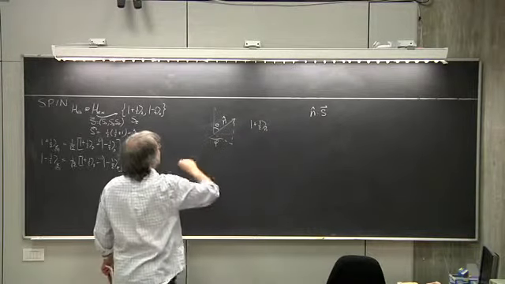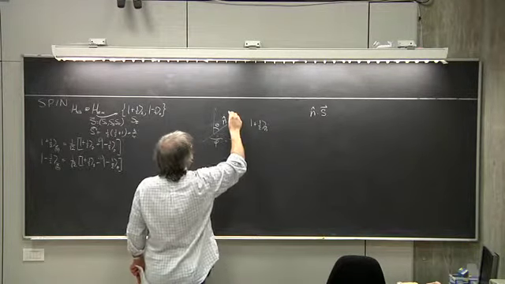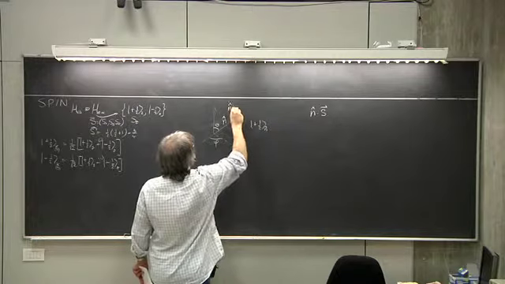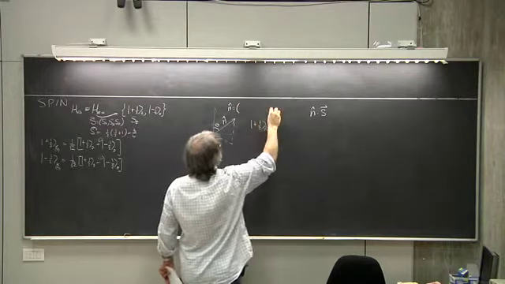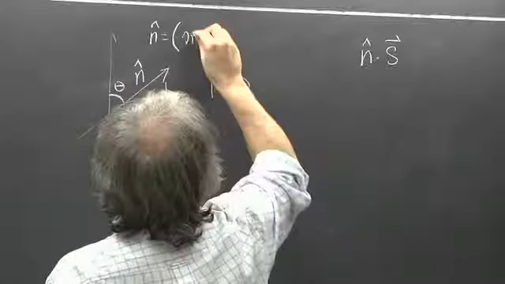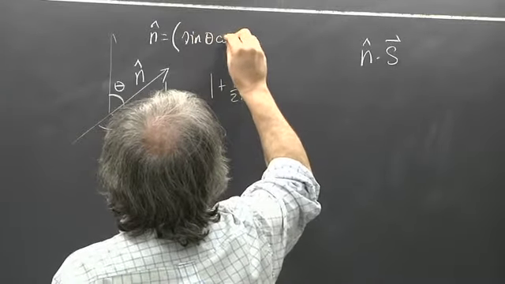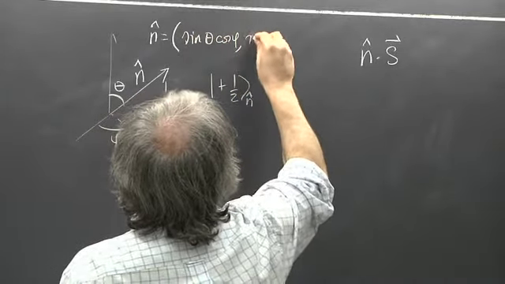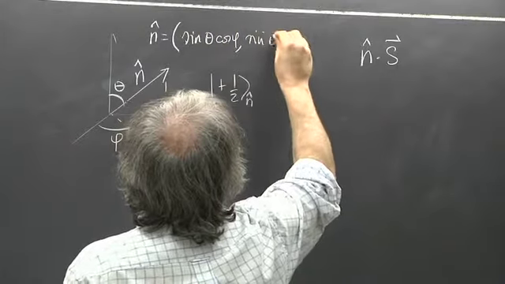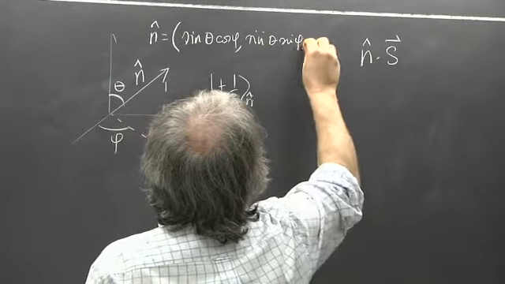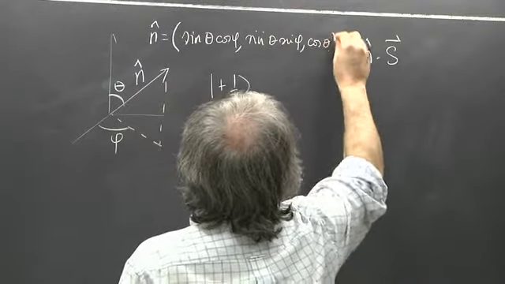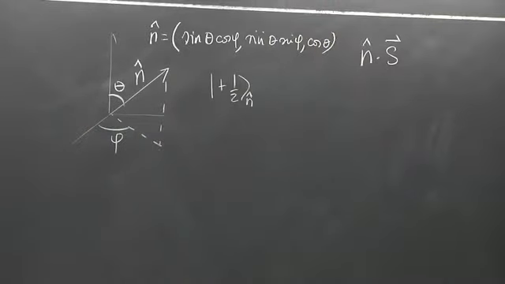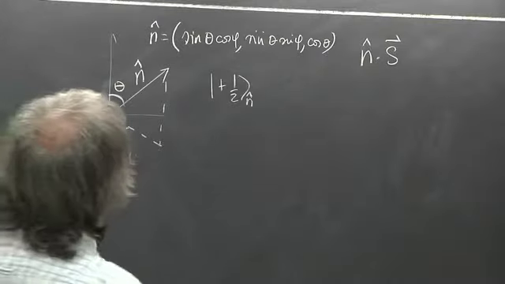But the spin in the direction n is n dot S. Now let's see. n is a vector. The third component is cos theta. The first component is sine theta cos phi. The other is sine theta sine phi. And cos theta is the third component of n. The usual representation in spherical coordinates.